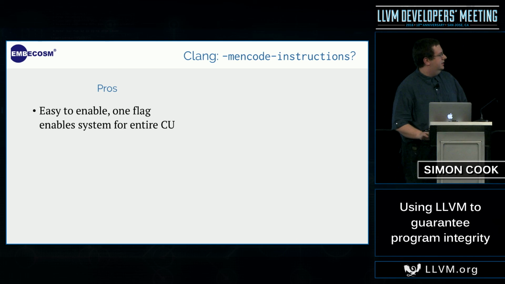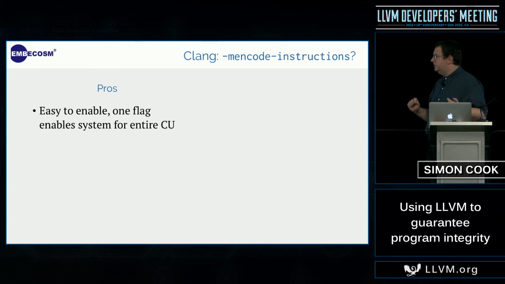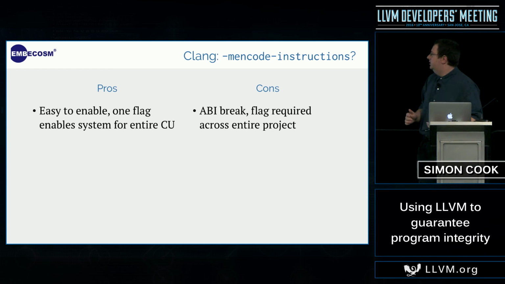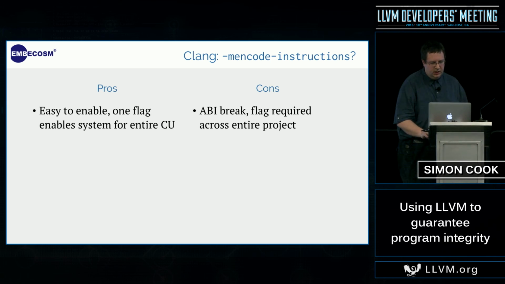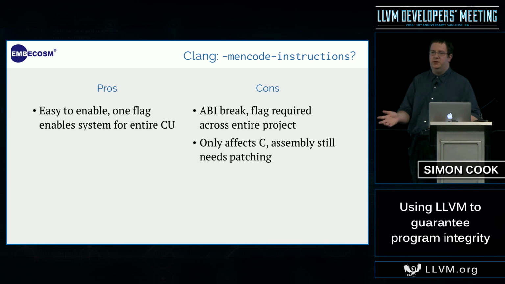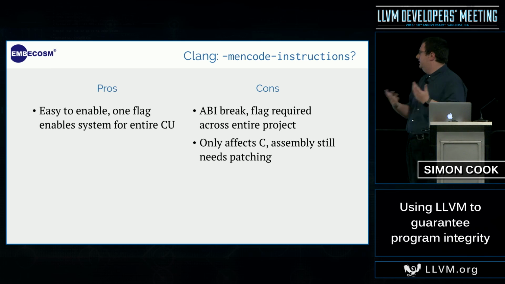The downside is, because we need to stick these values in various places, and especially around calls, we sort of have an ABI break here, which results in us needing to make sure that a user uses this flag across all functions within their entire project, not just a single compilation unit. Secondly, as a compiler flag, it really only affects C. If you are doing any handwritten assembly that isn't in, say, an inline assembly block, you would need to understand this system and patch it yourself.